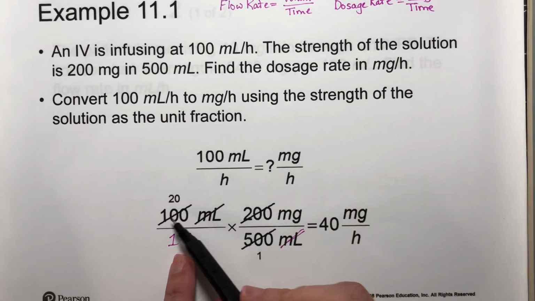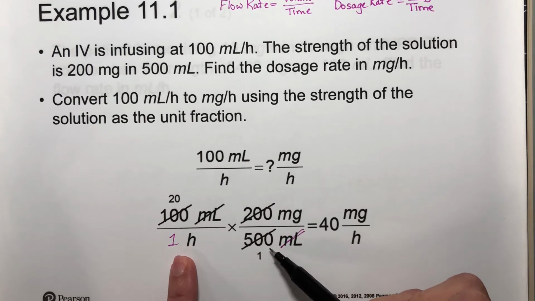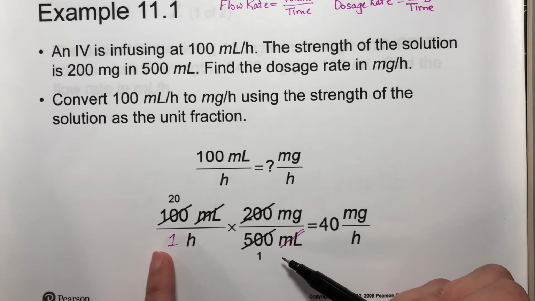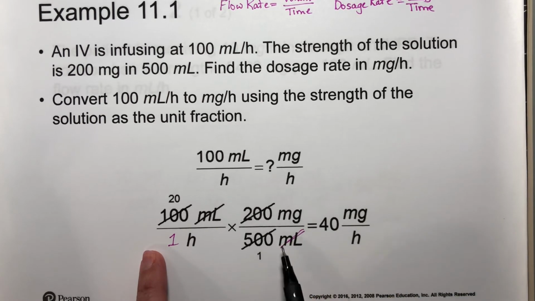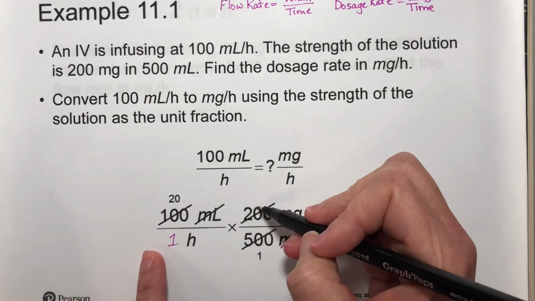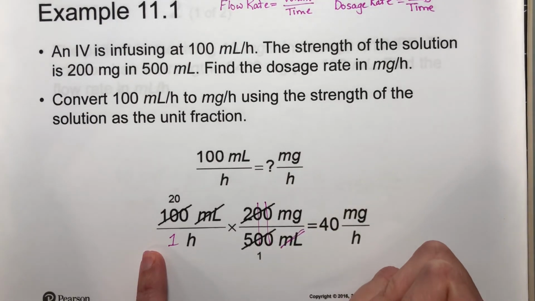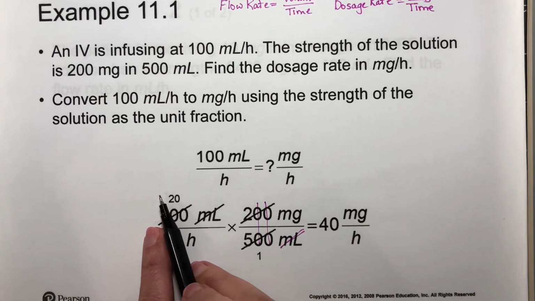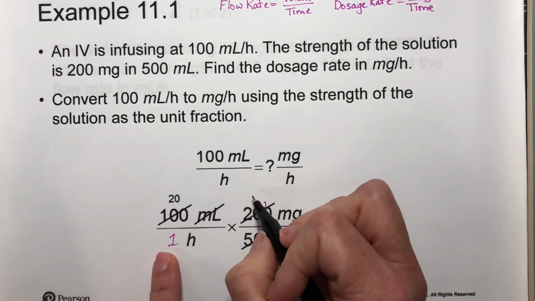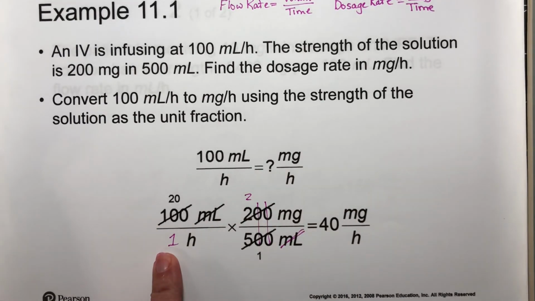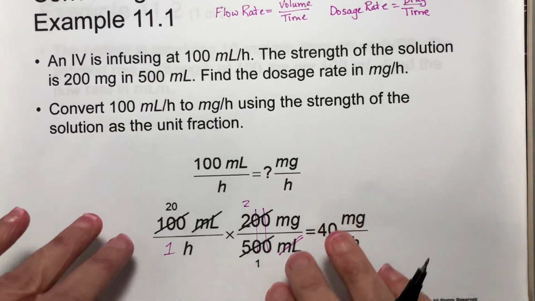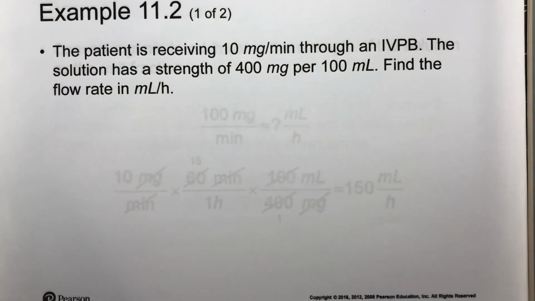And if you do the math, if you multiply straight across and then divide by 500, or if you do cross cancellation like they did here, then you get 40 milligrams per hour. If you look at this, basically if you cancel out these two, and then 5 goes into 100 20 times, so you have 20 times 2, which gives you the 40.